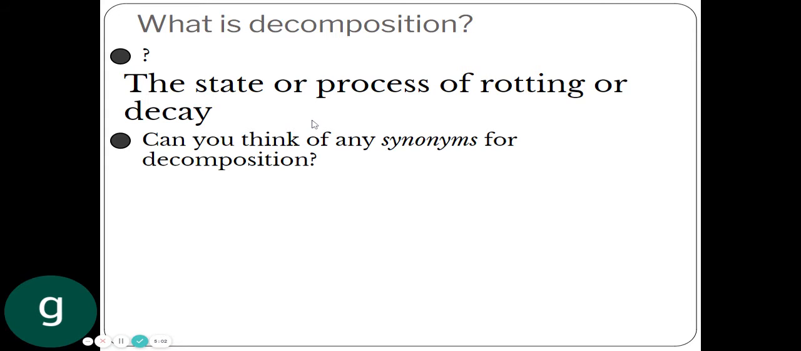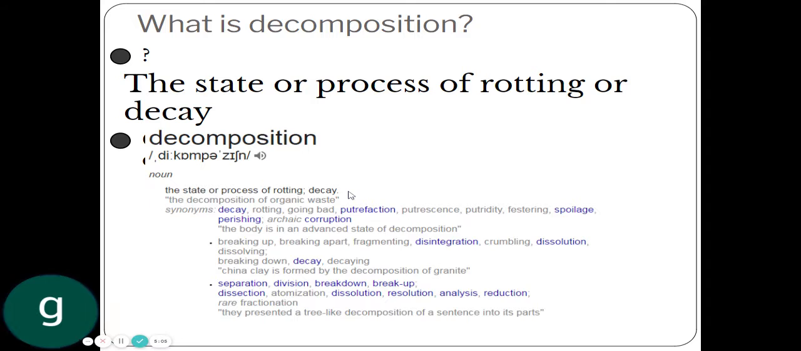Okay, so you may have thought of some of these. The state of rotting or decay. We have decay, rotting, going bad, putrefaction, putrescence, festering, spoilage, perishing, corruption. We've got things like separation, division, breaking down, breaking up, dissolution, resolution, analysis, reduction. Lots of great words. Crumbling, dissolving, things like breaking apart. So decomposition is a great word.